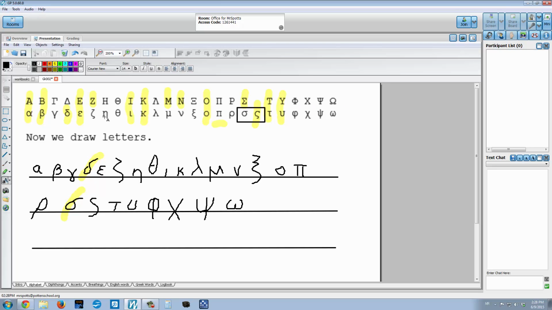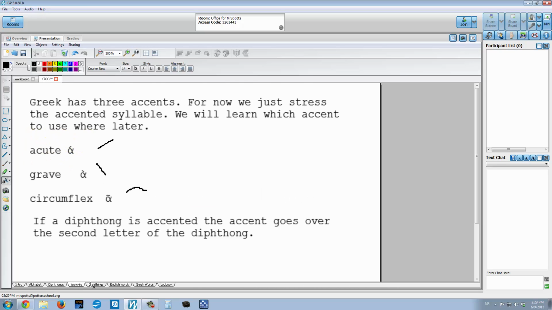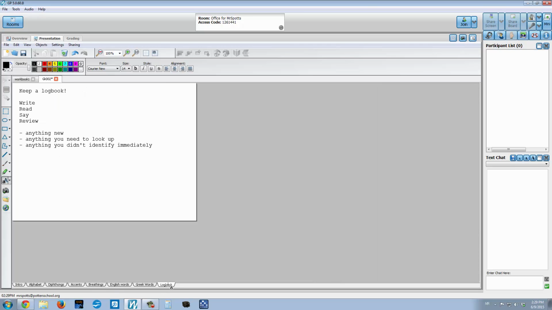And maybe any of those letters that you're not sure what sound they make, as you look them up, write that letter. You know, remember the third letter here is a gamma, and you could write its name, gamma, and that it makes a G sound. You'd write that out in your logbook. And then write down your list of diphthongs and the accents and the breathings, and maybe a few words to practice with.